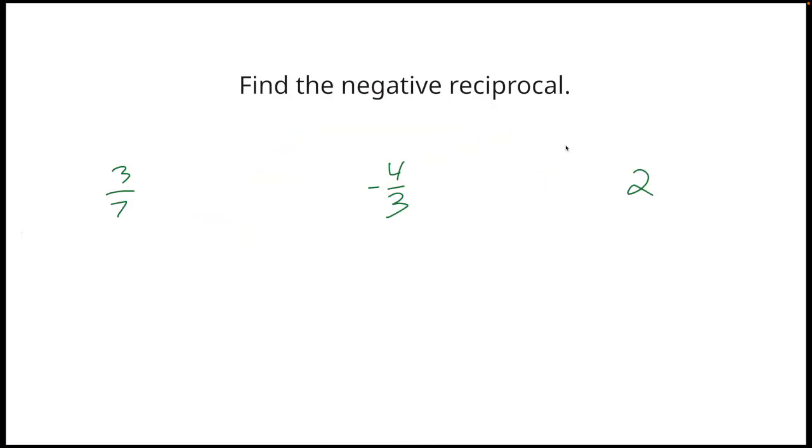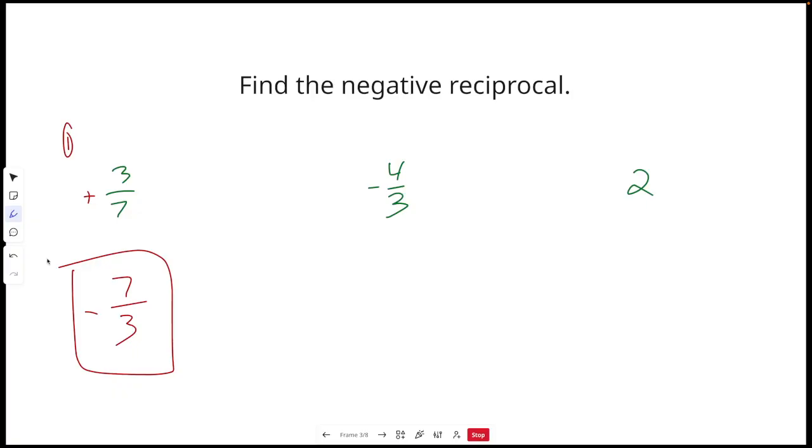So let's see how this works. Let's start with number one here. We need to flip the fraction and opposite it. So we need to realize that this started at positive 3 over 7, so now it is negative 7 over 3. This is the negative reciprocal.